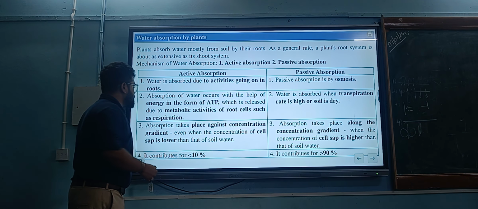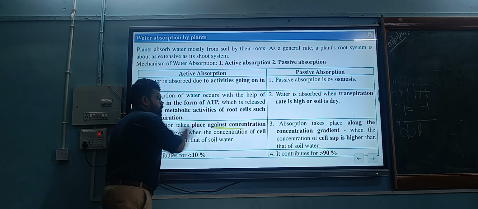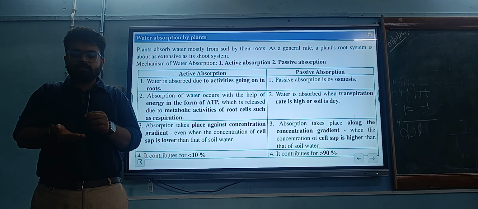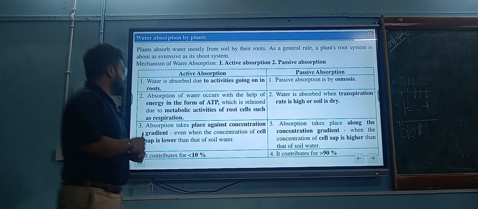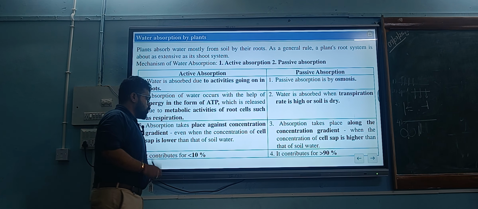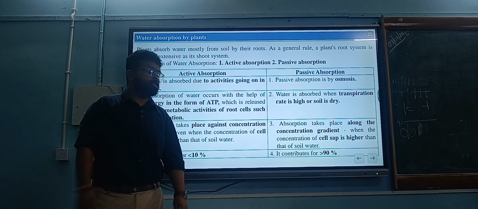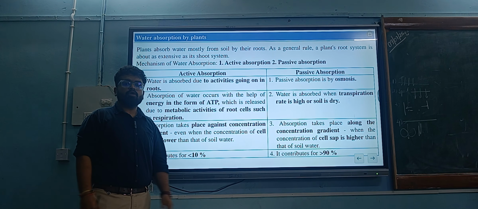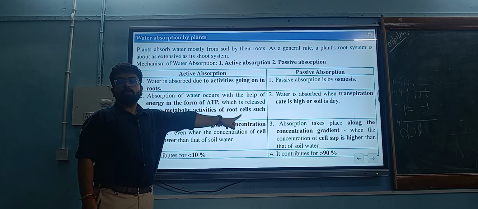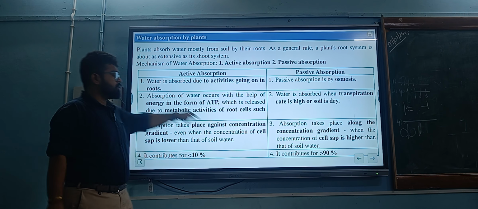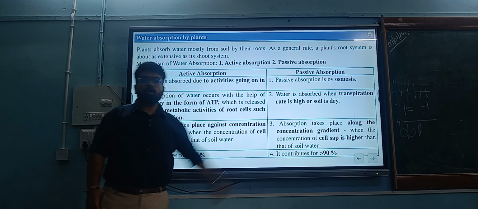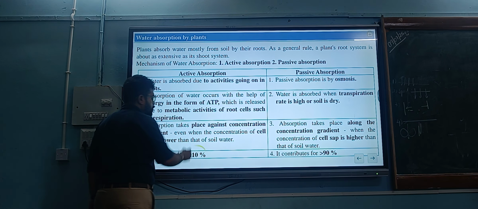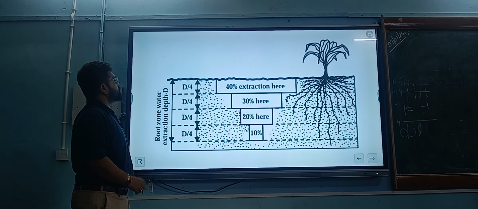Active absorption takes place against the concentration gradient. The term is very important. It takes place against the concentration gradient. Water absorption takes place against the concentration gradient even when the concentration of the cell sap is lower. Passive absorption takes place along the concentration gradient when the concentration of cell sap is higher. Which among these plays a very important role? Passive absorption plays a more important role than active absorption. More than 90% of the absorption of water from the soil is from passive absorption and less than 10% is contributed by active absorption.